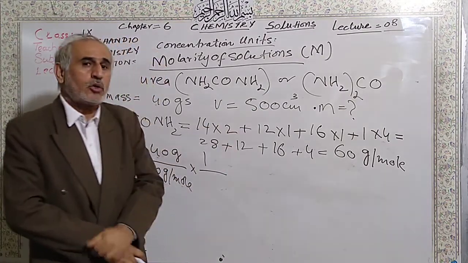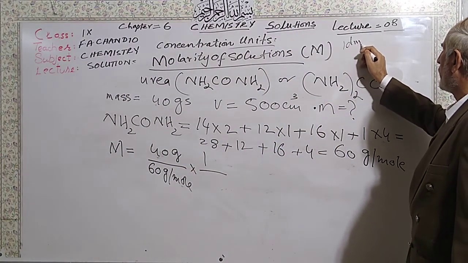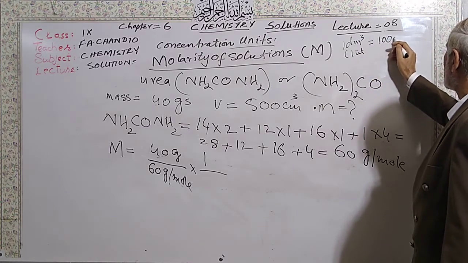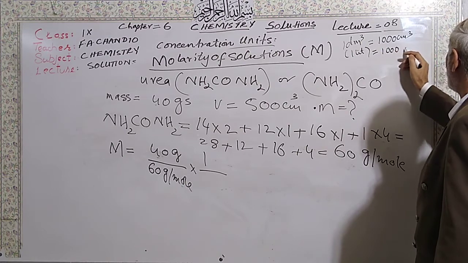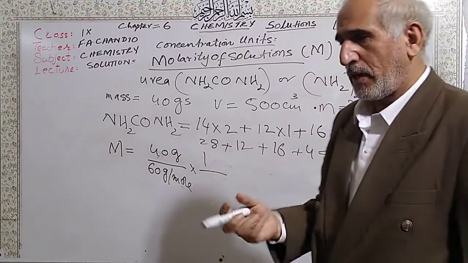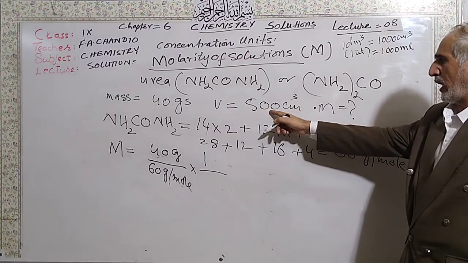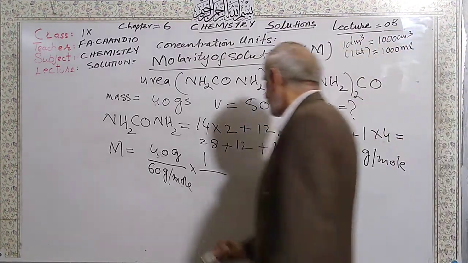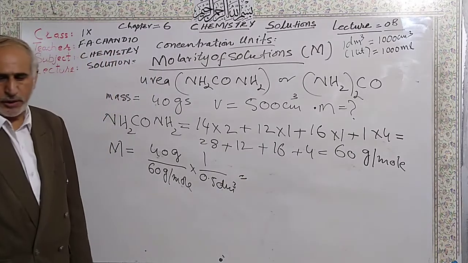So you have centimeter cube here. How do I convert into decimeter cube? Dear students, 1 decimeter cube or 1 liter is equal to 1000 centimeter cube or 1000 milliliters. If you see tin packs, 1000 milliliters. So how do I convert? You have to divide. 500 centimeter cube divided by 1000, you will get 0.5 decimeter cube.